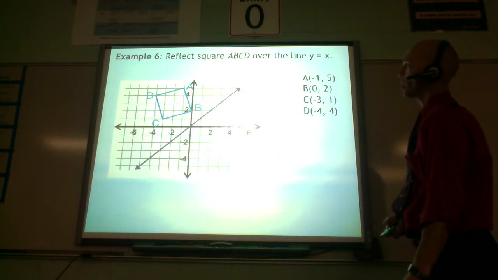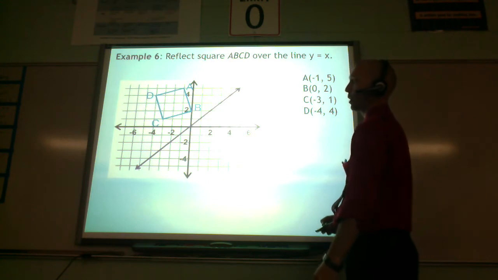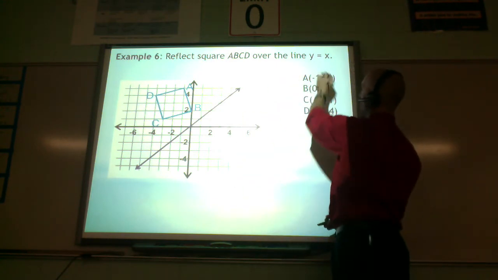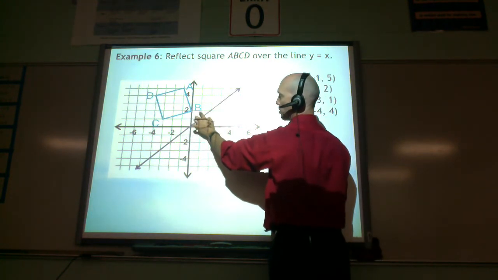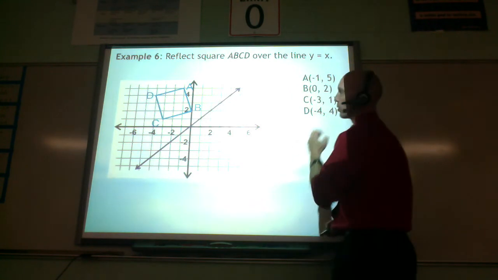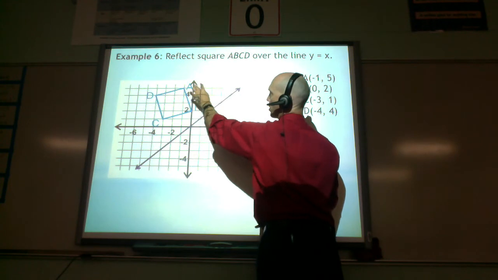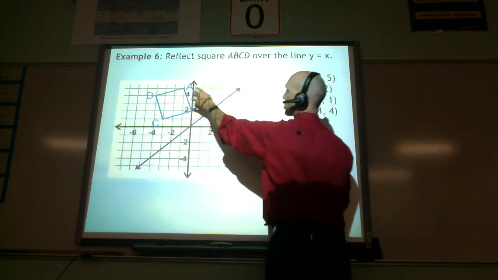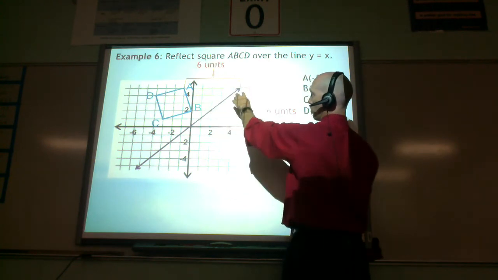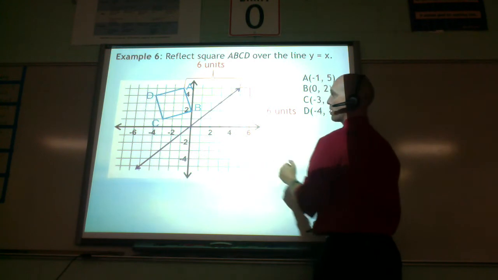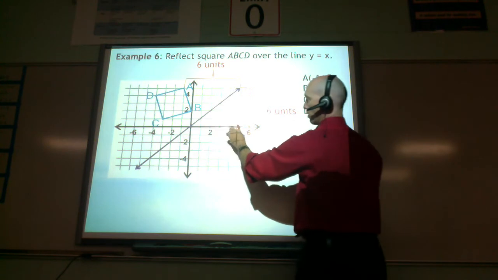Okay, now we're going to change it up a bit. Instead of going over a horizontal or vertical line, we're going to go over an oblique line. Or for you guys, a slanted line. The equation of the line is y equals x. Slope of 1, no y-intercept, across the origin. So the way we're going to do this is, again, point by point. I'm going to take this A, find out how far it's away from the line. 1, 2, 3, 4, 5, 6. I went this way 6, now I have to go this way 6. That's my new A prime. And that ordered pair went from negative 1, 5 to 5, negative 1.